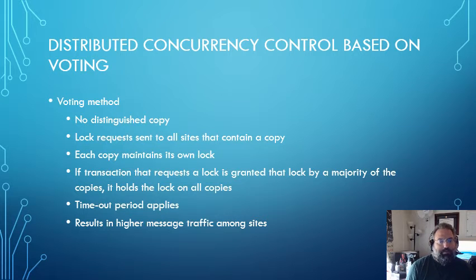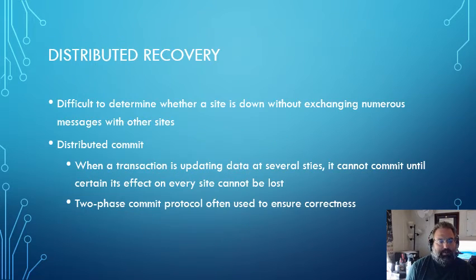Voting methods are a way of doing concurrency control. There's no distinguished copy. Lock requests are sent to all sites that contain a copy. Each copy maintains its own lock. If the transaction that requests a lock is granted that lock by a majority of the copies, it holds the lock on all copies. Generally speaking, there's a timeout, and there are always timeouts of some sort with distributed systems. This results in higher message traffic among sites because you have to do all this voting and communicating back and forth. Distributed recovery: it is difficult to determine whether a site is down without exchanging numerous messages with other sites.